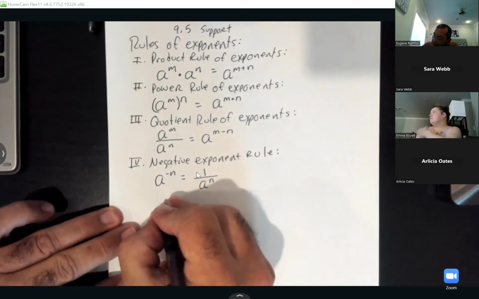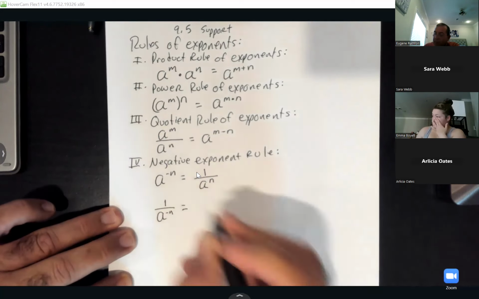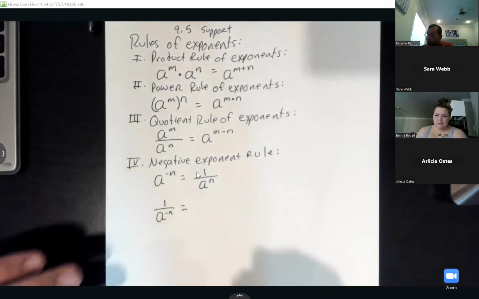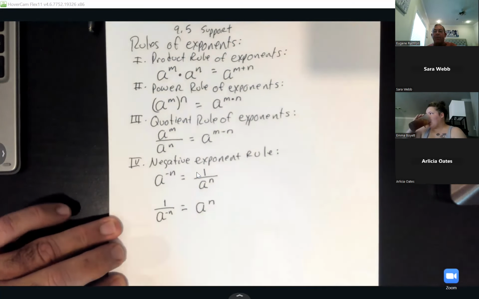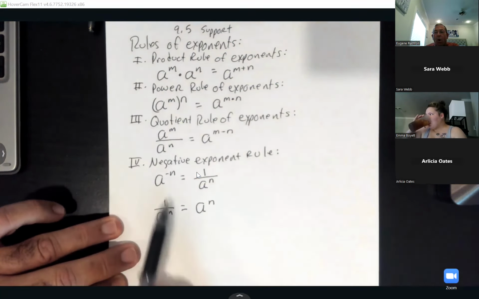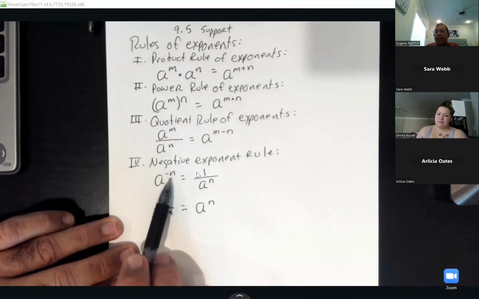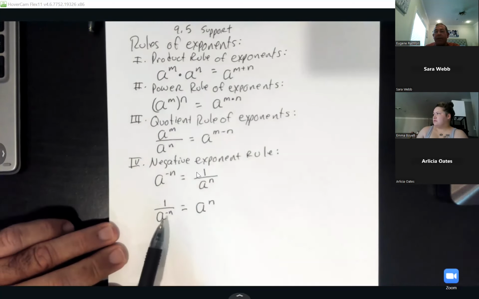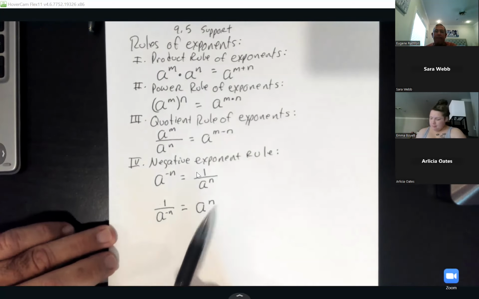Also, if the variable is in the bottom of a fraction with a negative exponent, we're going to flip it also, but that moves it up to the top and makes the exponent positive. So y'all, the moral of this story is on the negative exponents, if it's up top negative, we move it to the bottom, make it positive. If it's on the bottom negative, we move it to the top and make it positive, okay?